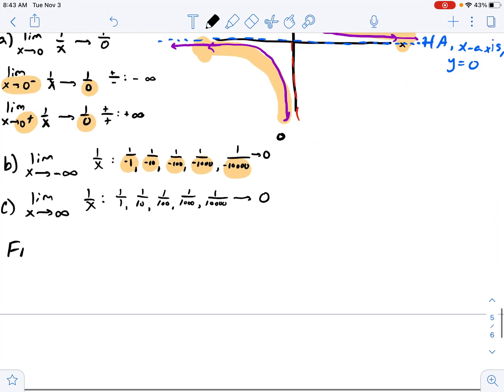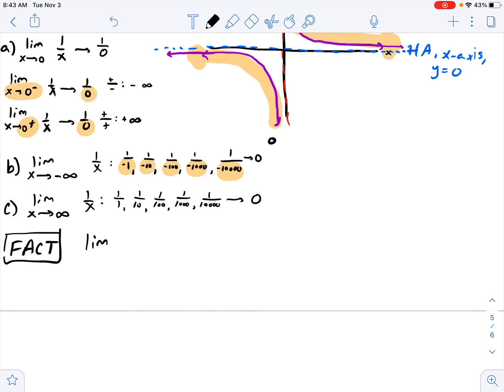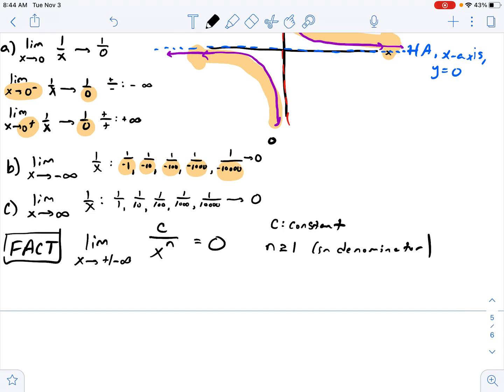Okay, so let's kind of summarize this with a fact. Okay, I'll write it like this. The limit as x approaches positive or negative infinity of c over x to some power n is always going to equal 0. Okay, c up top is some constant. N is some number in the denominator. Actually, I don't even think it needs to be greater than or equal to 1, to be honest with you. Okay, N is just some constant in the denominator.